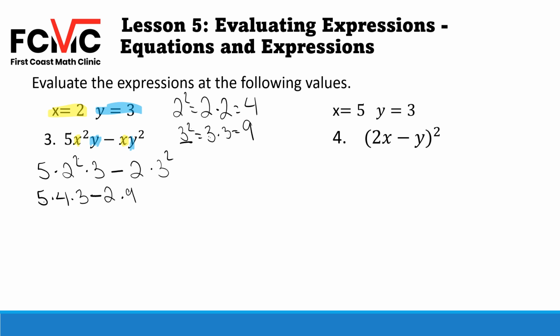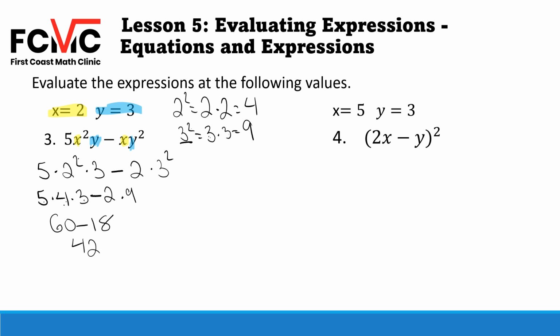So we're going to have 5 times 4 times 3, which is 20 times 3. So we're going to get 60 minus 18, and we're going to get 42 as our simplified answer.